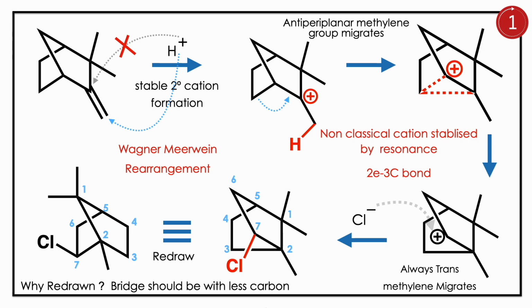You have cation at the bridged carbon, but the carbon skeleton changes. The skeleton should be rearranged. The cation will be attacked by chlorine. You have the chlorinated product. If you redraw nicely, you have chlorine substitution with an unexpected product skeleton change. Why do we redraw here? Because the cycle on the bridge should contain a smaller number of carbon atoms.